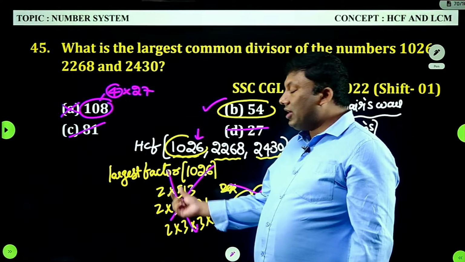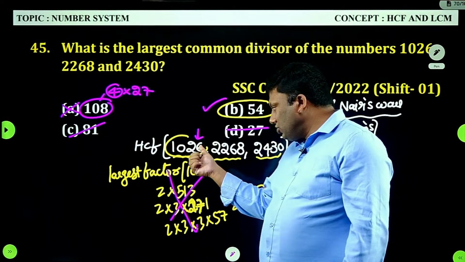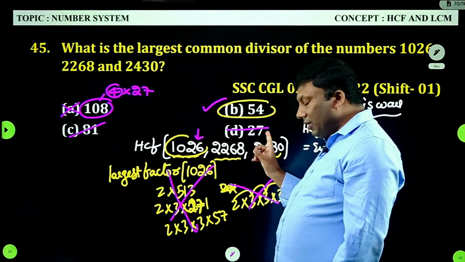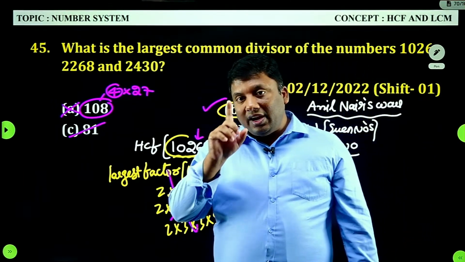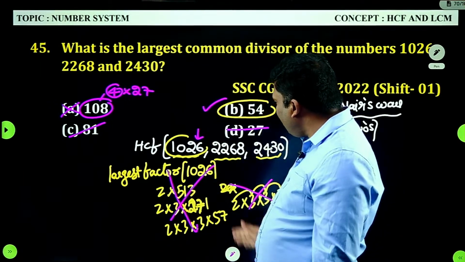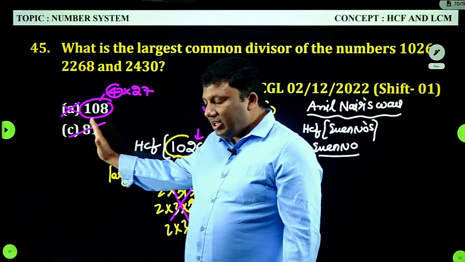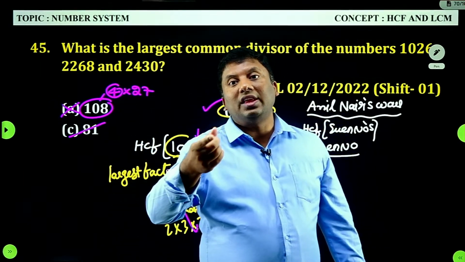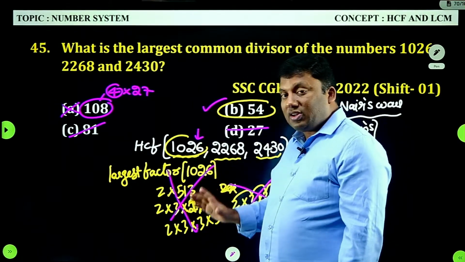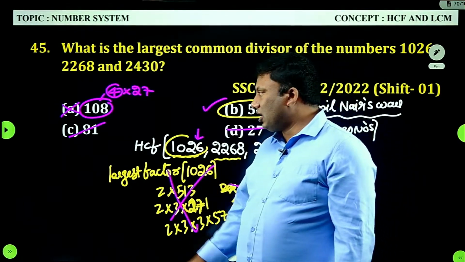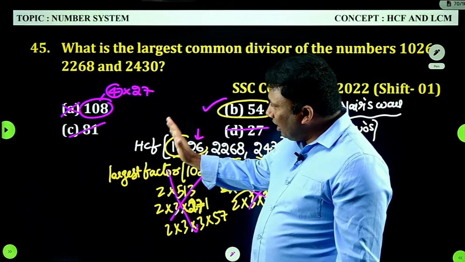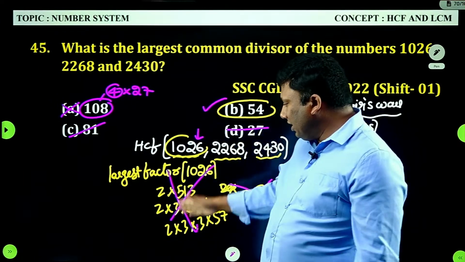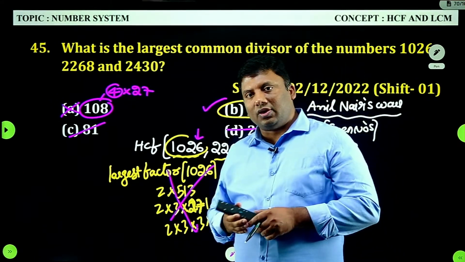Again I am explaining. The answer should be the HCF of 1026, 2268, 2430. Even number, even number, even number. The HCF of even numbers is always an even number. 27 not possible, 81 not possible. Option A: the answer would be divisible by 4, so all the numbers should be divisible by 4. 1026, last 2 digits, is not divisible. A out, C out, D out. The answer for this question is 54. I hope the idea is clear. Unnecessarily you go for factor methods.